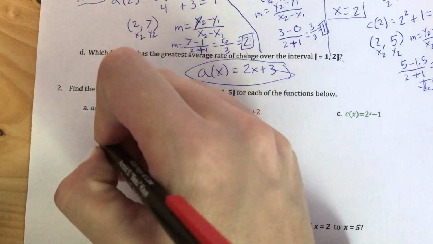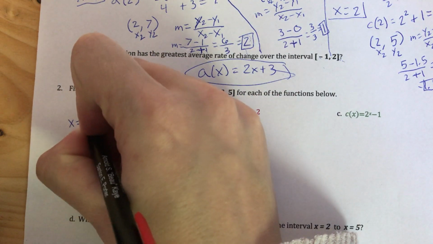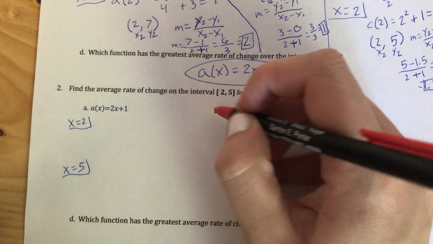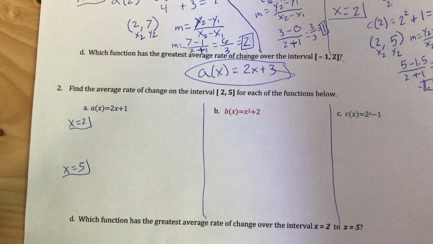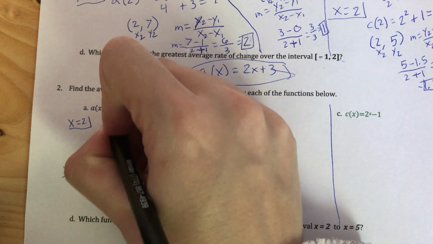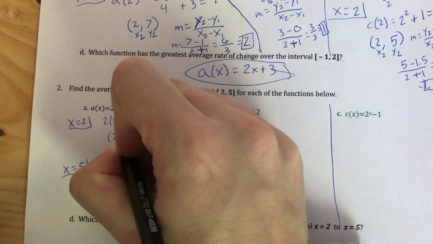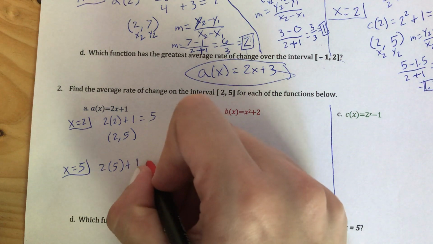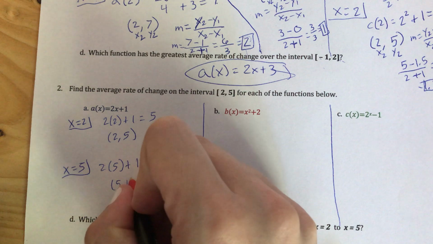So here we go. My first x value is x is equal to 2. My second one is x is equal to 5, and I'll kind of section it off. I'm going to go ahead and section off my area just so I don't work into the other places like I did last time. Okay, so I'm going to plug this in. 2 times 2 plus 1 is equal to 5. So 2 comma 5 is my first point. 2 times 5 plus 1, this is equal to 10. 10 plus 1 is 11. So this is 5 comma 11.